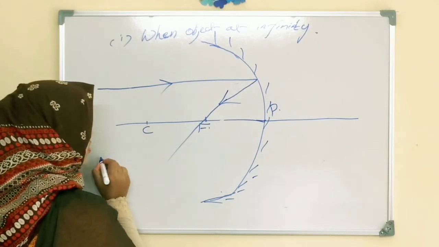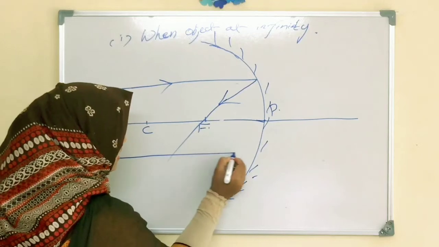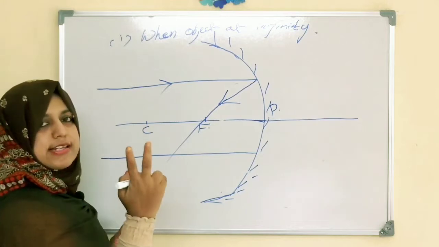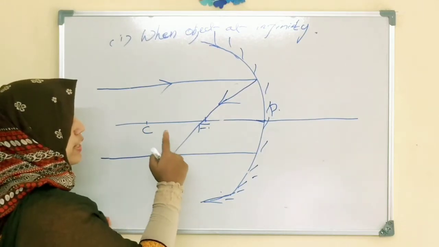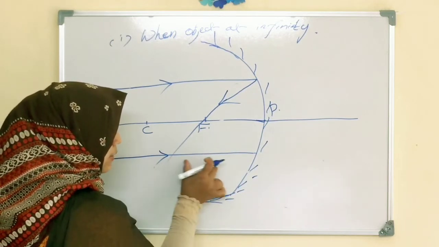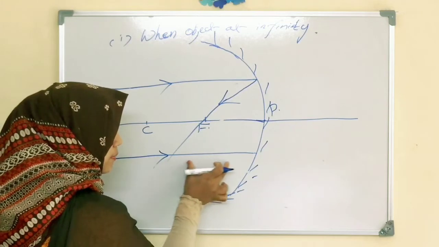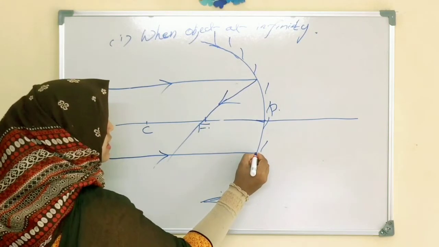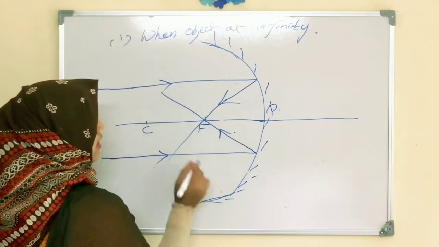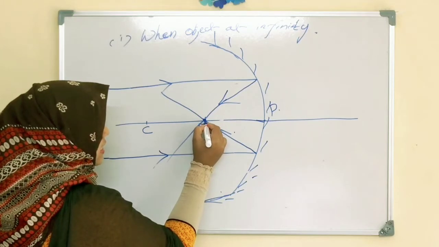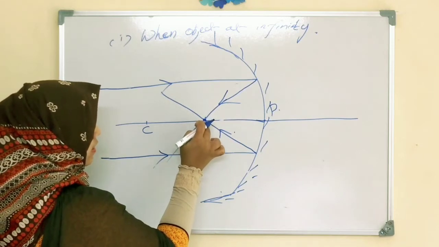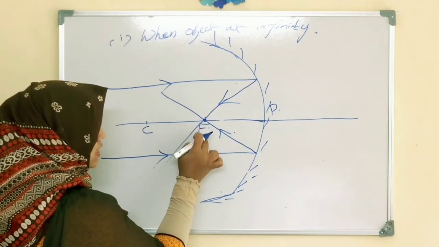Next is the second ray, also coming from infinity. The same rule is used here. I already said minimum 2 rays are needed to complete formation of image. Same rule is used, that is, the incident ray is parallel to the principal axis. After reflection it passes through focus. Here we got one intersection. We can see here the intersection, that is the meeting, at focus, principal focus.